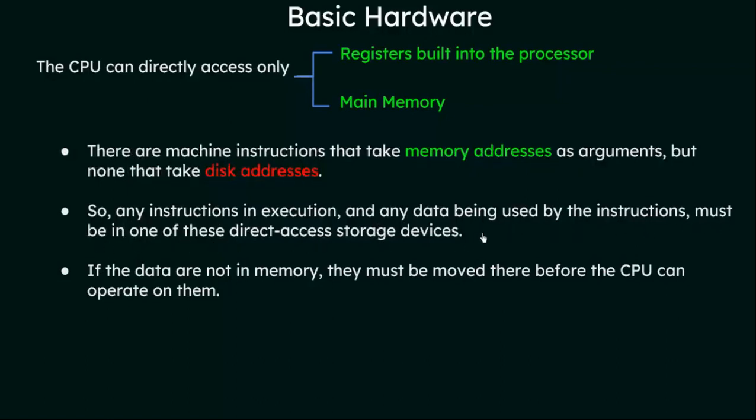access storage devices. As I have already explained in the previous lecture, whenever we want to execute something, that program or that data that it is going to use must be present in one of these direct access storage devices, which is either the registers or the main memory. Only then the CPU will be able to access it and execute it. So if the data are not in memory, they must be moved there before the CPU can operate on them. If the data or the program are not present in any of these two, then it must first be moved here from wherever it is present, and only then can the CPU access it and operate on it.